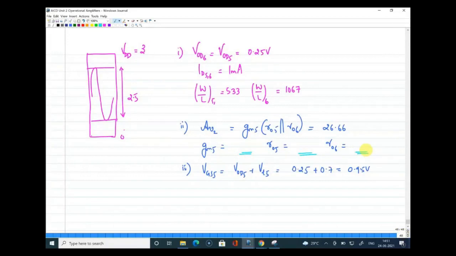Now coming to the third part, you got the value for VGS of 5, which is 0.95. That is the same as VGS of 3. Now the current through transistors 3 and 4 is 0.5 milliamps. That means you can find the aspect ratio of transistors 3 and 4.